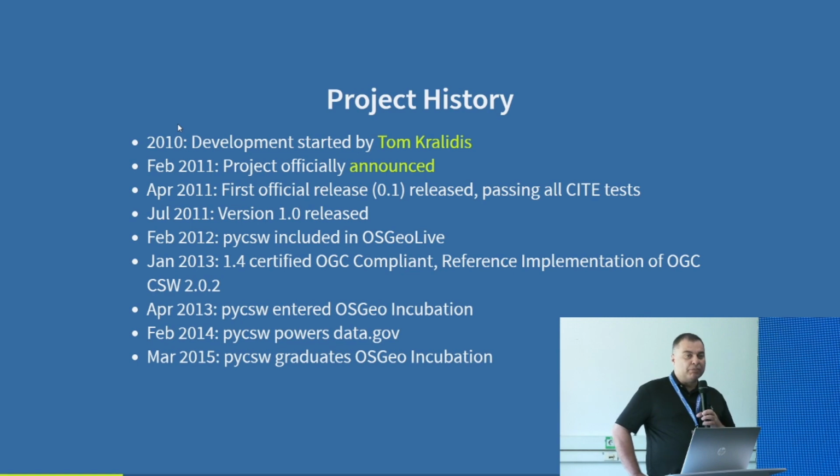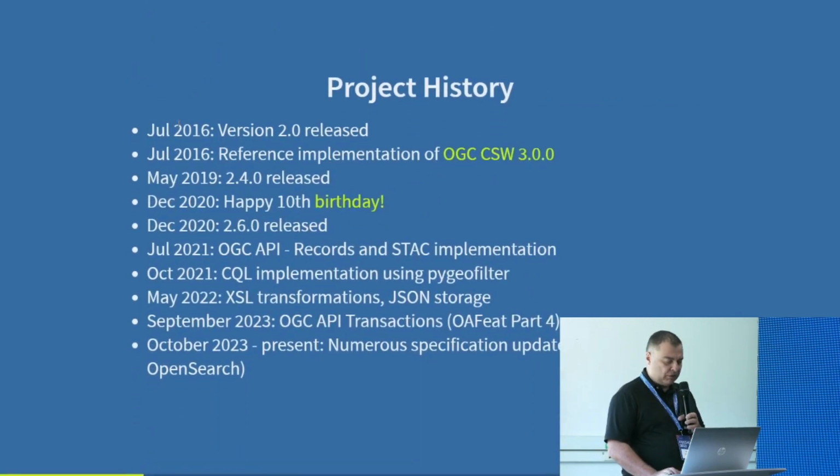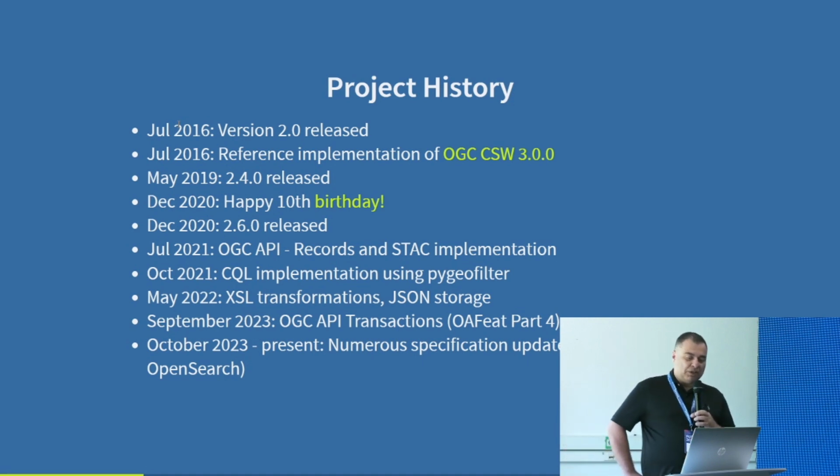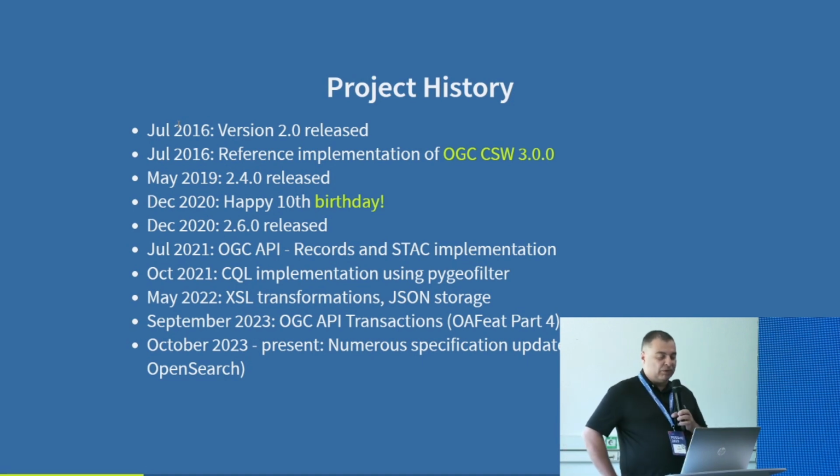We've had a number of high-profile deployments over the years, including in February of 2014, the initial deployment of pycsw to power data.gov. That was the US government's open data initiative. We turned 10 in December of 2020, and in the same month we released 2.6. So we have a semi-regular release schedule.